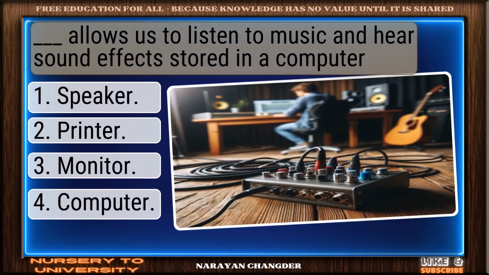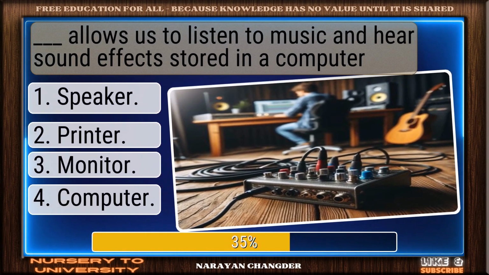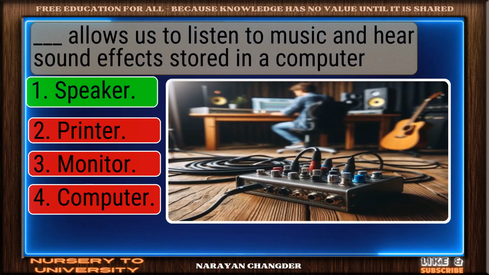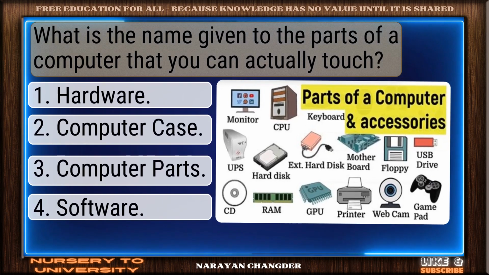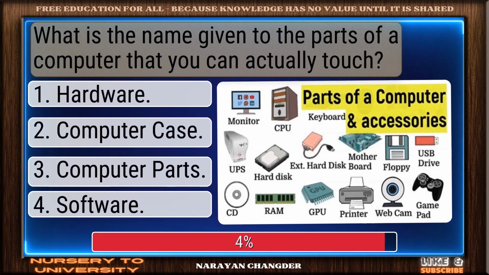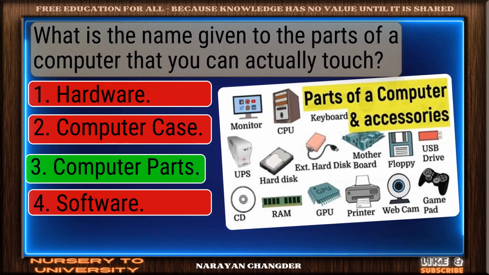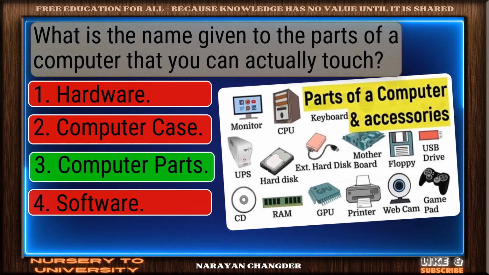Dash allows us to listen to music and hear sound effects stored in a computer. You chose speaker, and it is correct. What is the name given to the parts of a computer that you can actually touch? You're right. Computer parts is the correct answer.